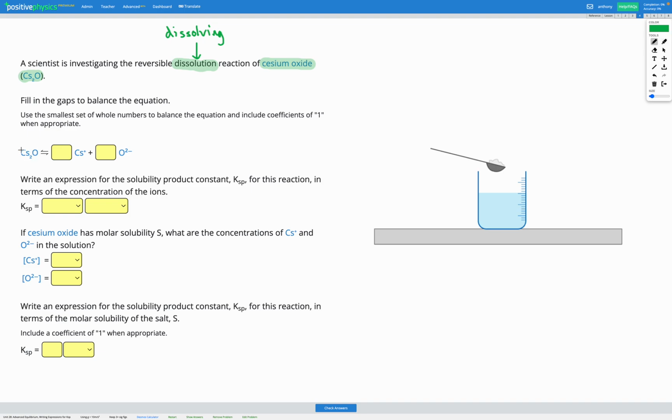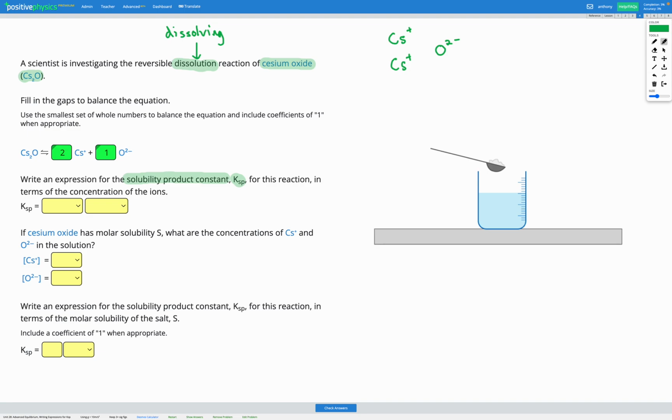Cesium oxide is made up of 2 cesium plus ions and 1 oxygen 2 minus ion. So to balance our equation, we need 2 Cs+ and 1 O2- ion. Our next step is to write an expression for the solubility product constant, Ksp, for this reaction in terms of the concentrations of the ions.